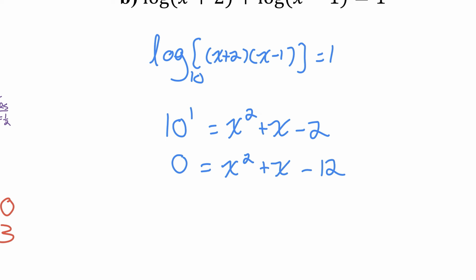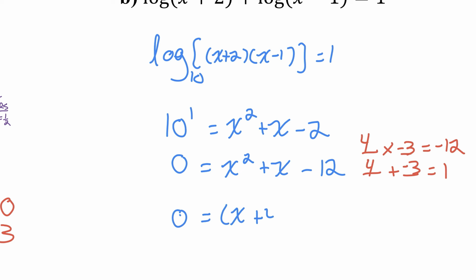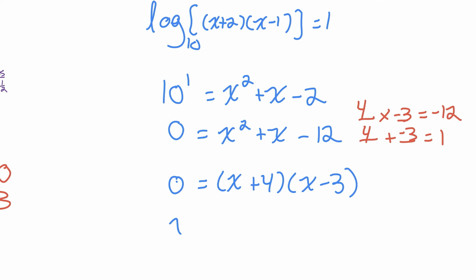I get negative 12. I could now factor this quadratic trinomial by finding the numbers that multiply to negative 12 and add to 1. The numbers that work are 4 and negative 3. So I know this factors to x plus 4 times x minus 3. So the solutions to that equation are x equals negative 4 and x equals 3.